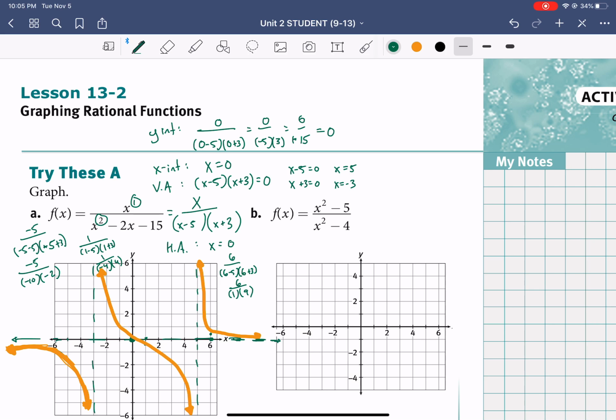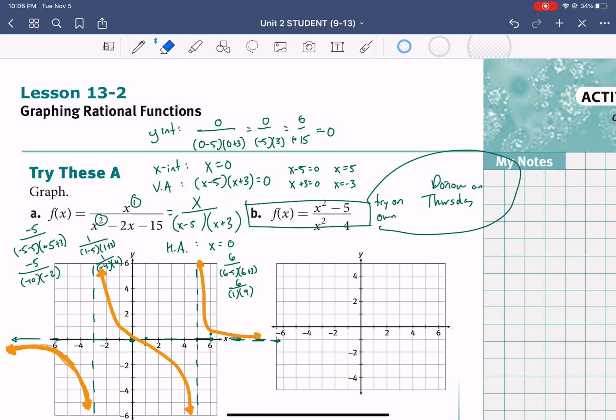So I think what I'm going to have you do is try B on your own. And we'll do that as our do now on Thursday. So that way you can just open it up, check your work with your neighbor, and see if you need to fix anything based on your comparisons.